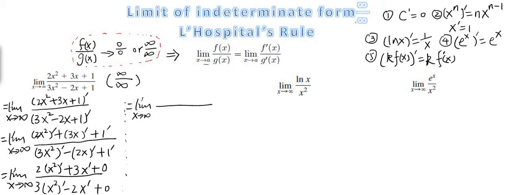What's the derivative of x squared? We're gonna follow the power rule. So the derivative of x squared is going to be 2x because n is 2, right? What's the derivative of x? That is 1, right? So this is plus 3. And similarly, we do the derivative of this x squared. We have 2x and minus 2 times the derivative of x, which is 1. Okay, so we got this one, and we can simplify it.